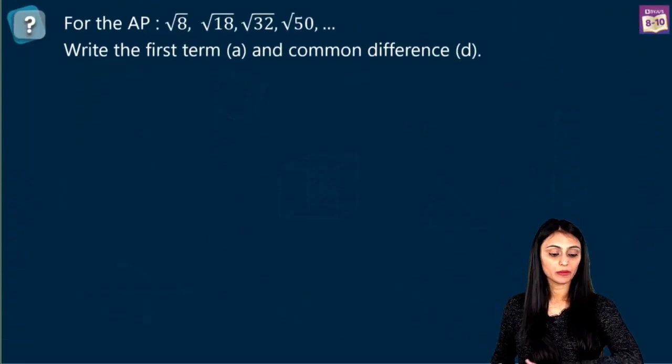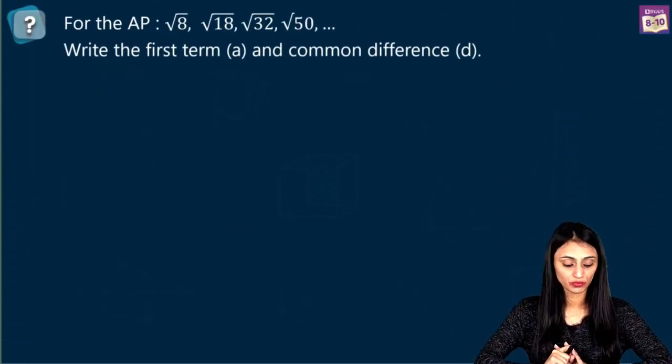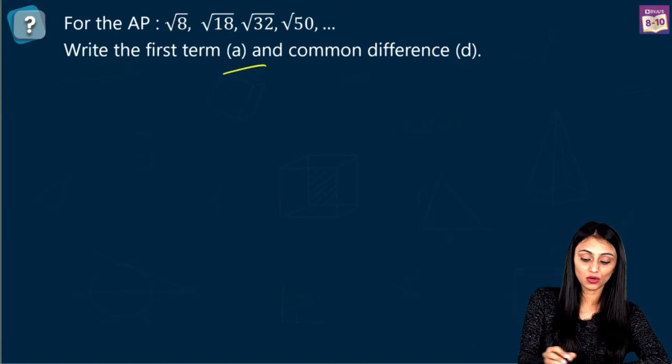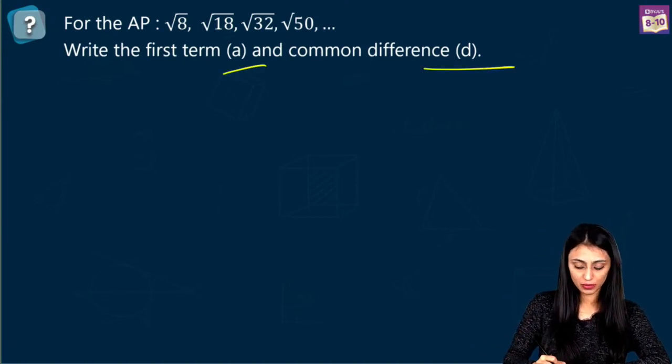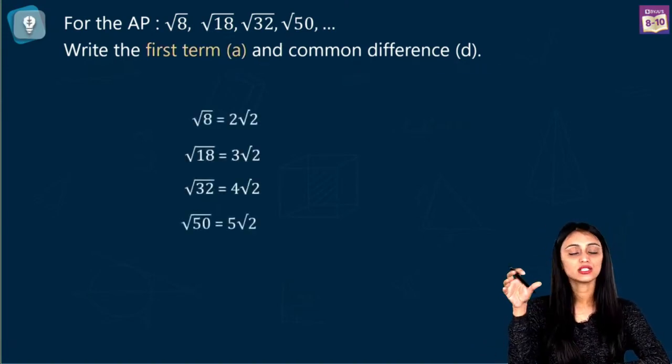So here we go for the AP root 8, root 18, root 32 and root 50. Write the first term, which is A, and the common difference, which is D. Now that's very simple, right? Let's first write it in this way.